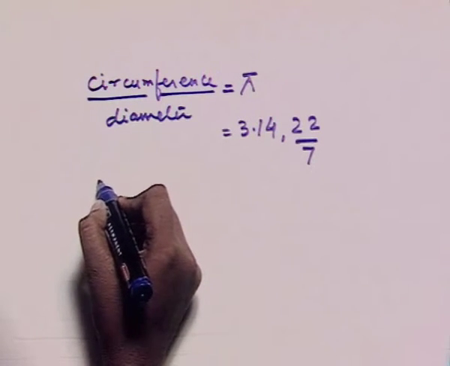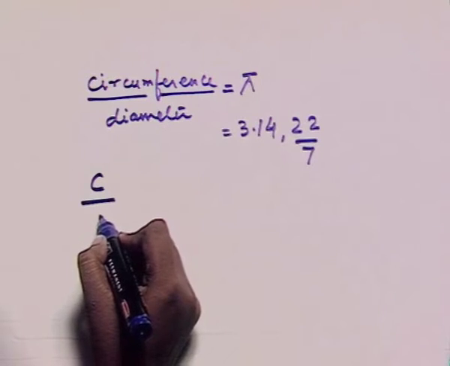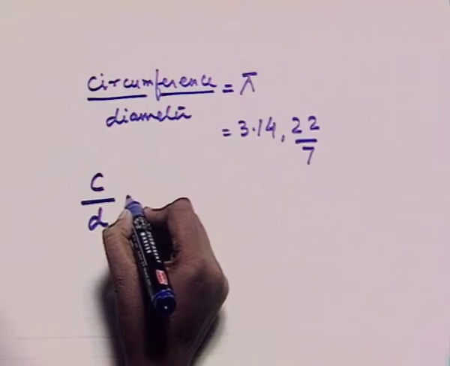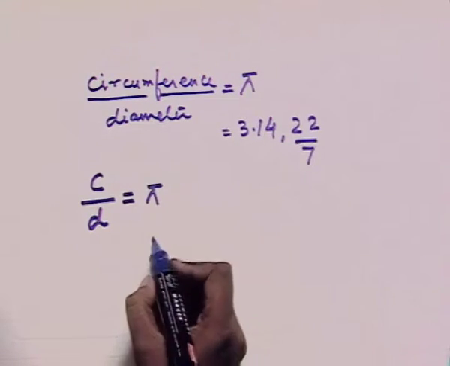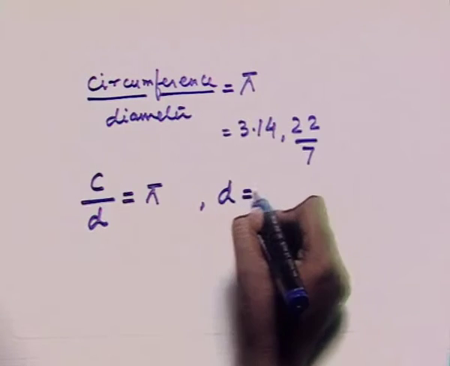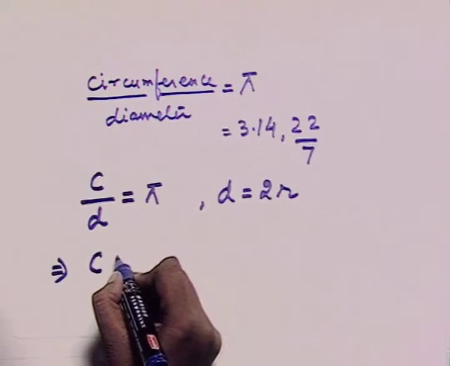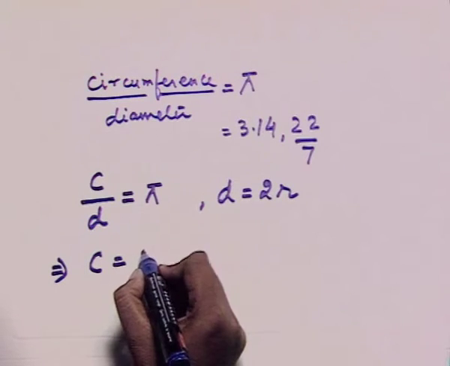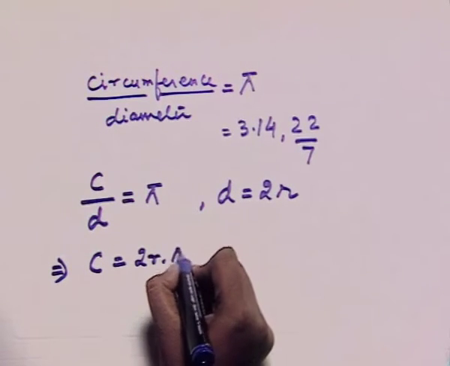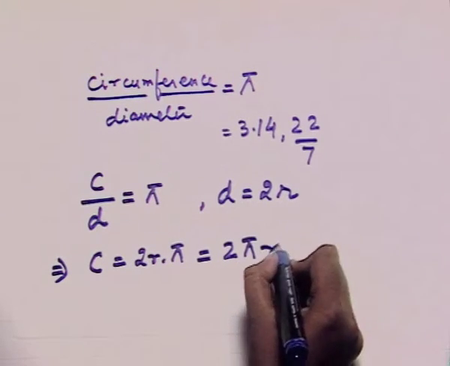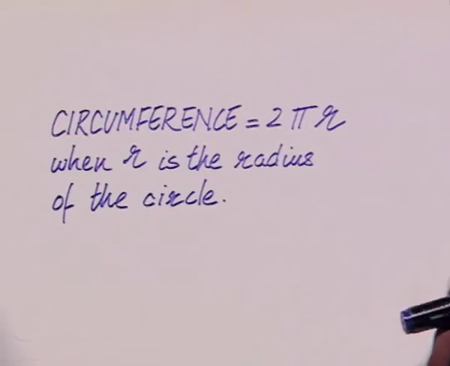So, if we write circumference of the circle as c and the diameter of a circle of radius r as d, then c/d is equal to pi, but we know that diameter is equal to 2 times the radius. This implies that c is equal to, I can take diameter to the right hand side, 2 times r multiplied by pi, or 2 pi r. So, what is the circumference of a circle? The circumference of a circle is equal to 2 pi r, where r is the radius of the circle. Let us see how we can use this result to solve this problem.